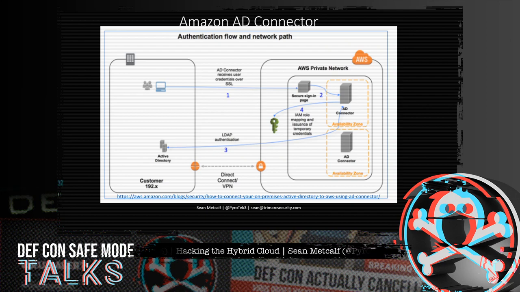Once the user has been authenticated, the AD Connector calls the STS assume role method to get temporary security credentials for that user. Using those temporary security credentials, AD Connector constructs a sign-in URL that users use to access the console. And if a user's mapped to multiple roles, the user will be presented with a choice at the sign-in time as to which role they want to assume.